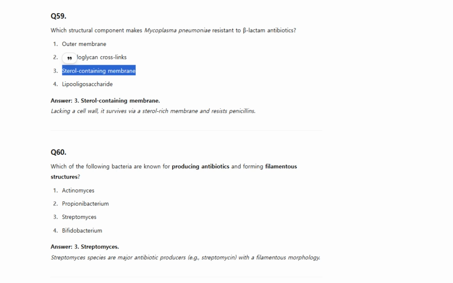Q60. Which of the following bacteria are known for producing antibiotics and forming filamentous structures? 1. Actinomyces, 2. Propionibacterium, 3. Streptomyces, 4. Bifidobacterium. Answer 3. Streptomyces. Streptomyces species are major antibiotic producers, e.g., streptomycin, with a filamentous morphology.